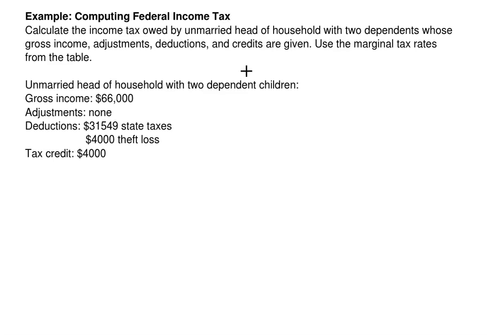So calculate the income tax owed by unmarried head of household with 2 dependents whose gross income, adjustments, deductions, and credits are given. Use the marginal tax rates from the table. So unmarried head of household with 2 dependent children. Gross income $66,000. No adjustments. So the adjusted gross income, we subtract nothing off. The adjusted gross income is still going to be $66,000 minus, since there's no adjustments, minus 0, which is still $66,000.